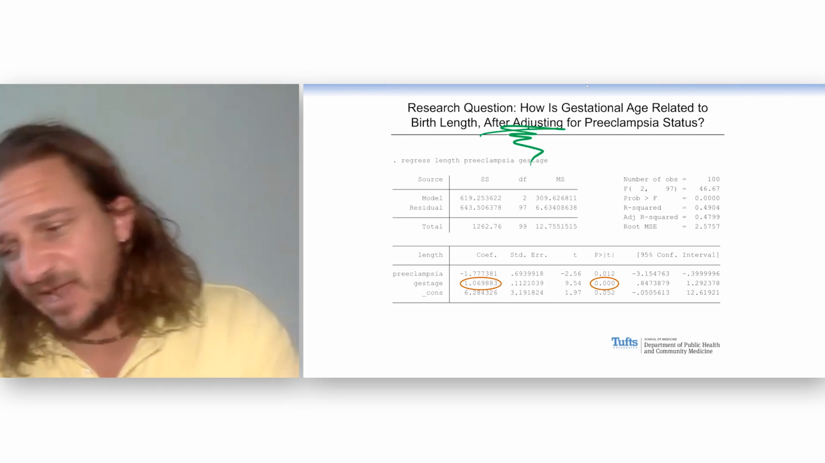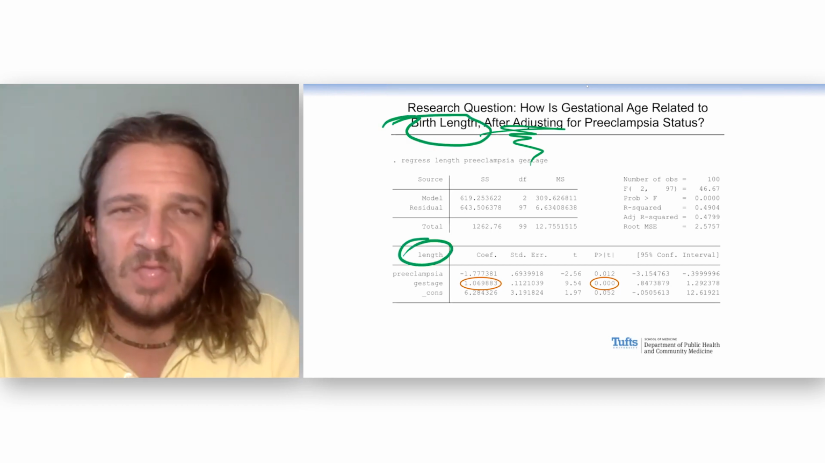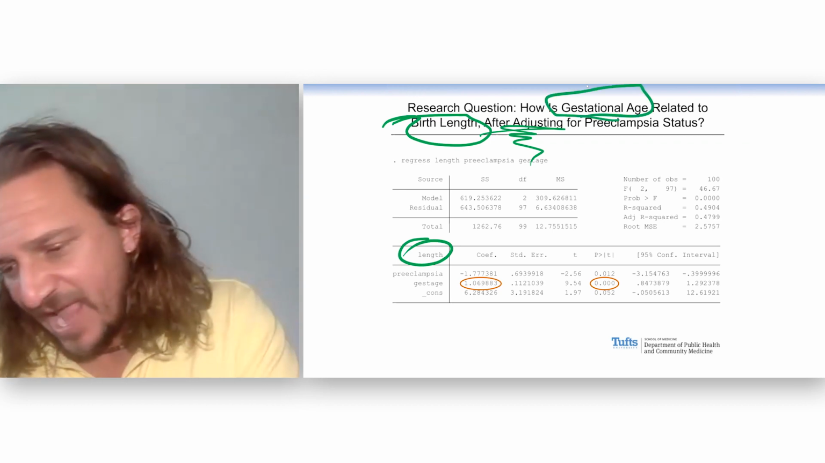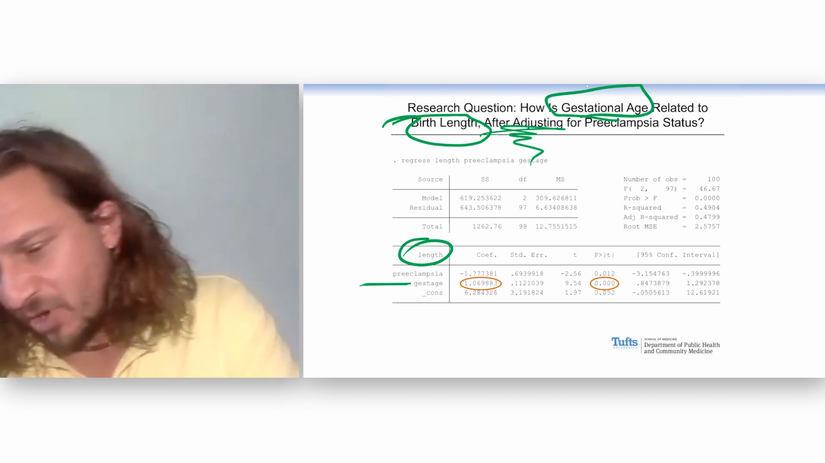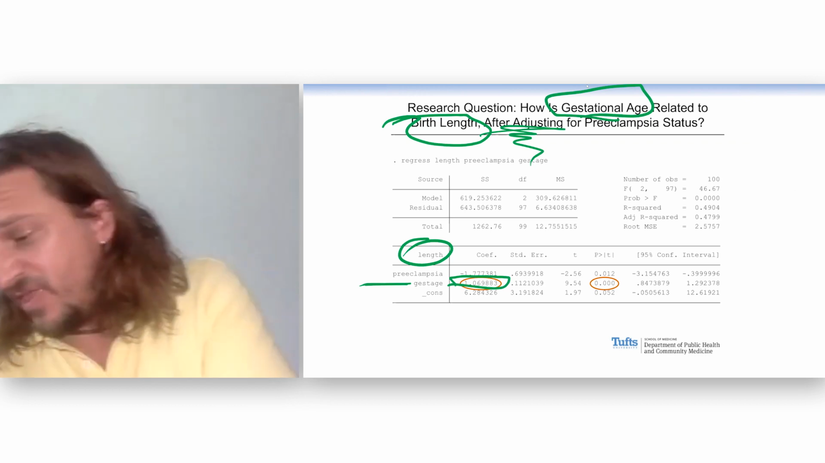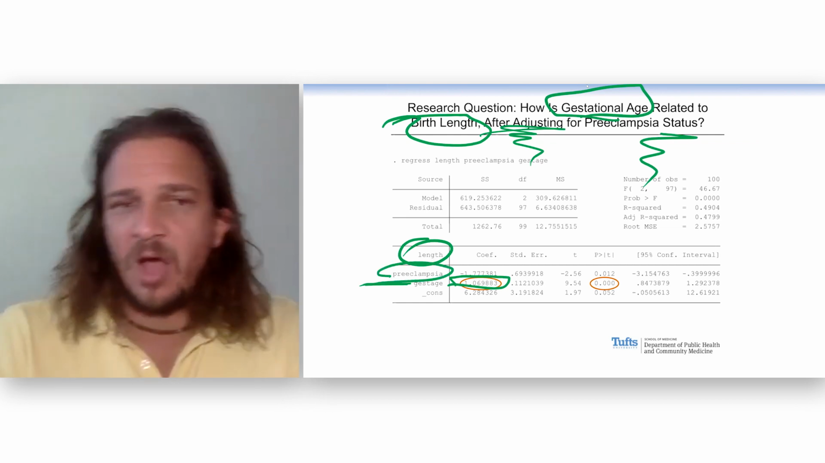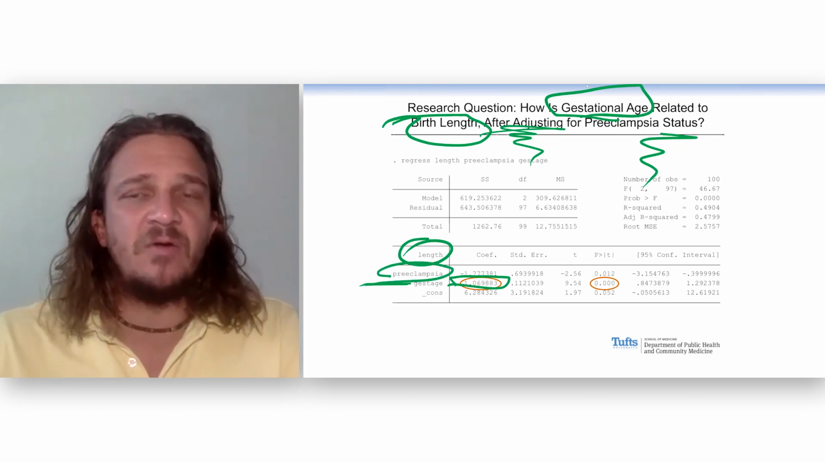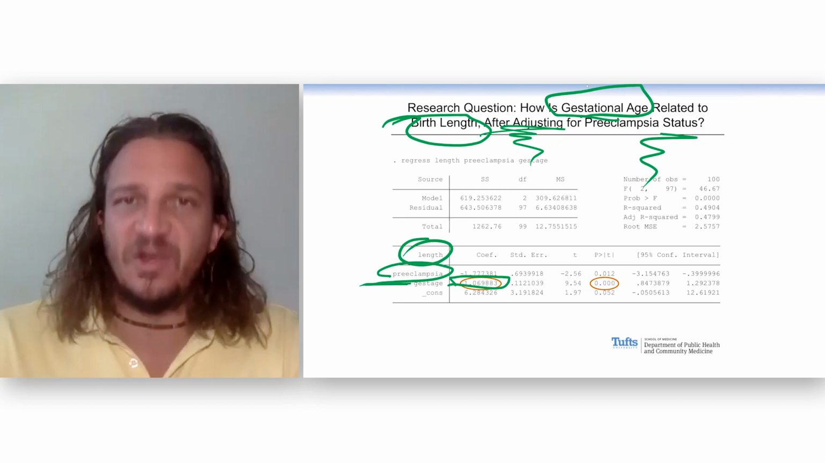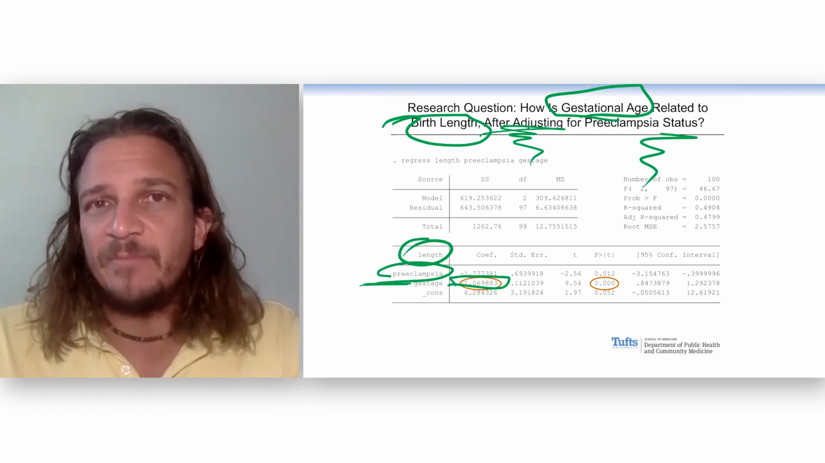Now, the way this question is set up, birth length is our outcome. We're looking at how gestational age affects birth length. So we're going to have gestational age, and we're going to be interested in the slope. And they're worried about preeclampsia as a confounder, so we have to include that other variable in the model. So this is a research question about the independent effect of one variable after controlling for another variable. We set it up, pull out that slope, and look at that p-value.